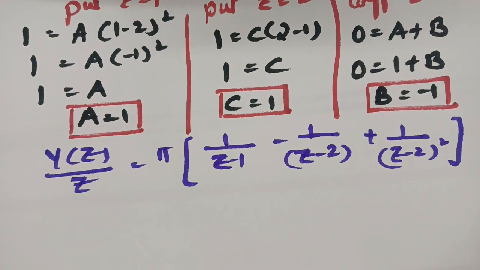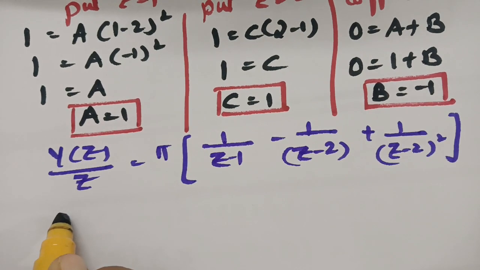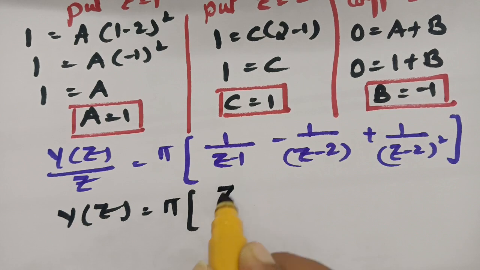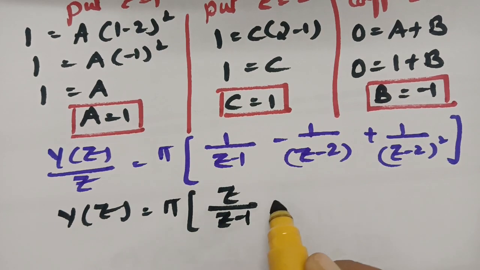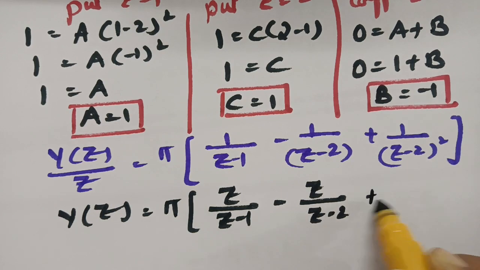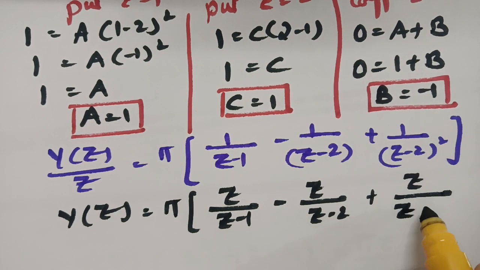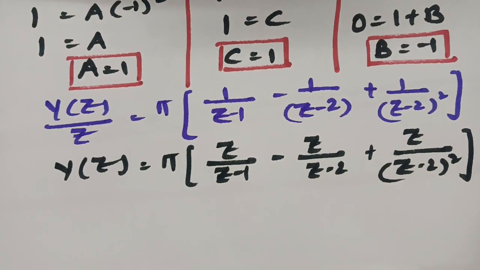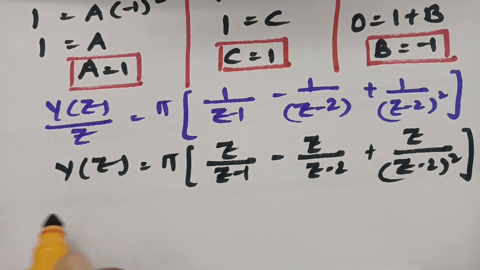Then Y(z) = π times [z/(z-1) - z/(z-2) + z/(z-2)²]. And now the next step here is taking the inverse Z-transform on both sides.